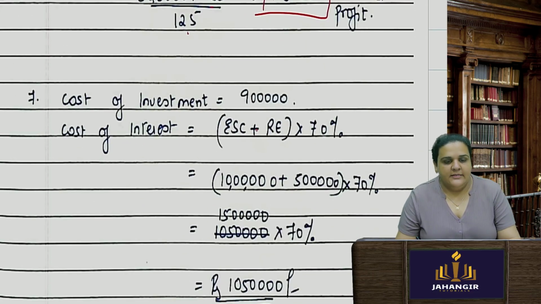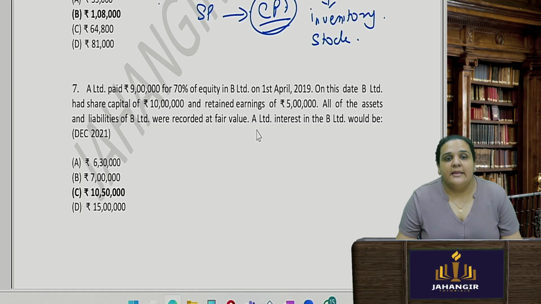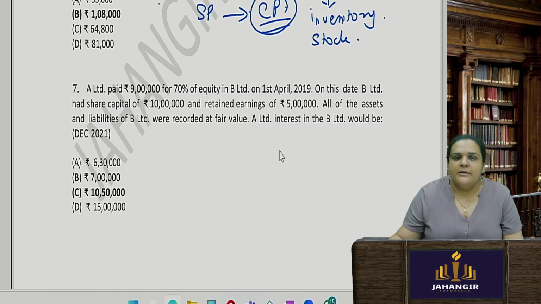Then next one is: A Limited paid rupees 9 lakh for 70% of equity in B Limited on 1st April 2019. On this date, B Limited had a share capital of rupees 10 lakhs and retained earning of rupees 5 lakhs. All the assets and liabilities of B are recorded at fair value. A Limited's interest in B would be how much? A Limited's interest in B will be 70% of the shareholders' items.